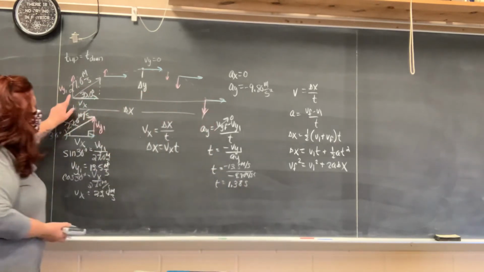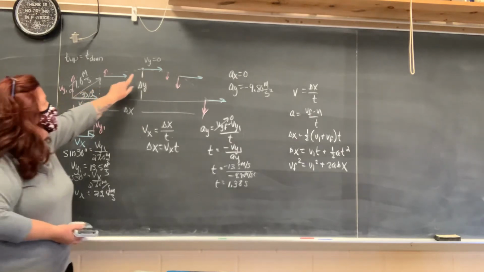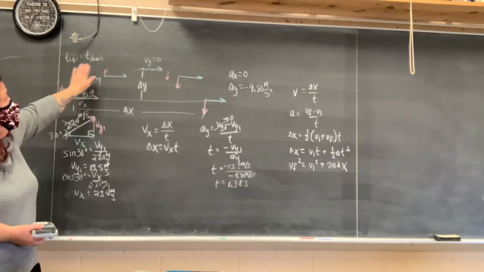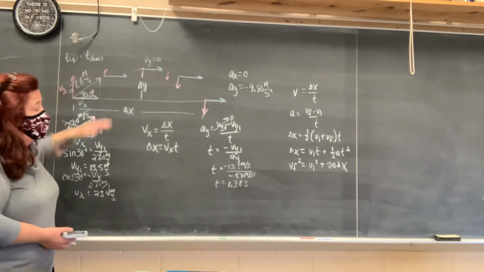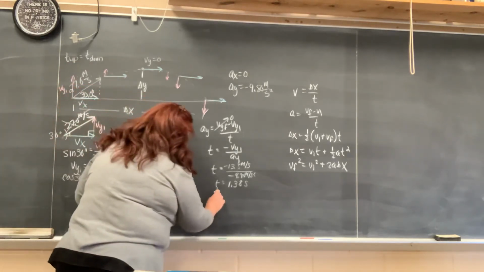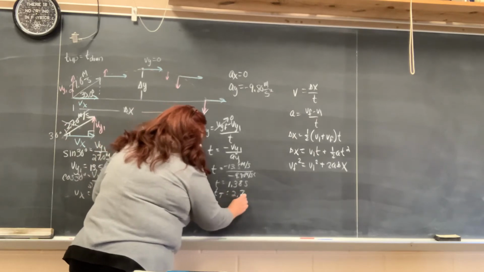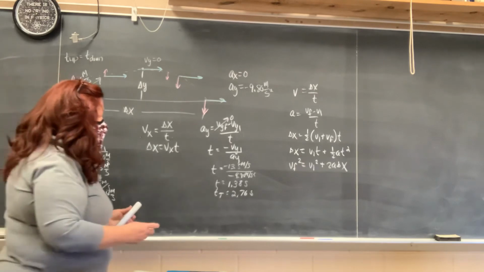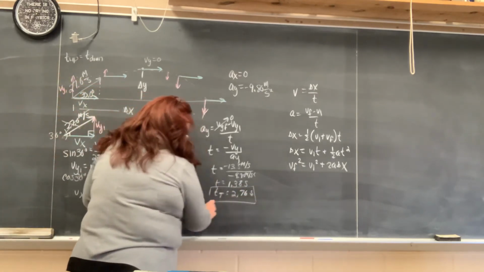But that's only the time from here to here. So that's the amount of time to go up. Time to go down is exactly the same according to the rules for projectile motion. So that means that the hang time, or the total time, is 2.76 seconds. Add them together or double it, however you want to say that. So that's the total time.